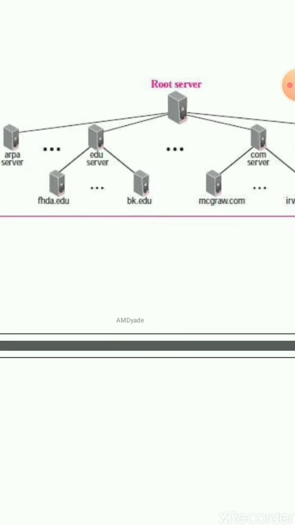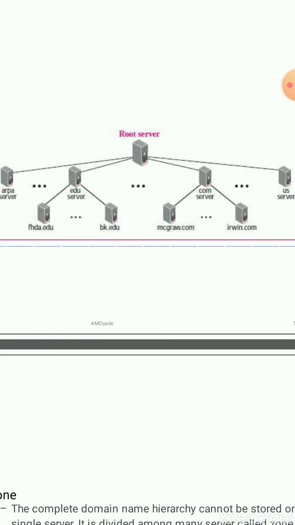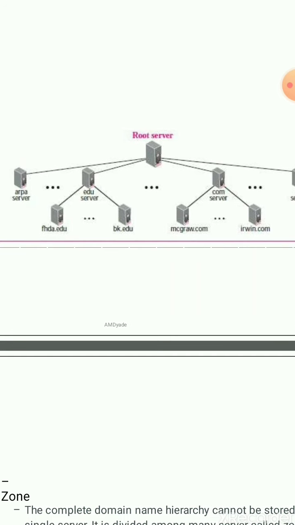The first one will always be the root server. From the main root server, it will be divided into subdomains. The first subdomain will be the ARPA server, which is used for reverse addressing, when we don't have the name of that website but we know its IP address. It works vice versa: if I give an IP address, it will give me the name, and if I give the name, it will give me the IP address of that website.